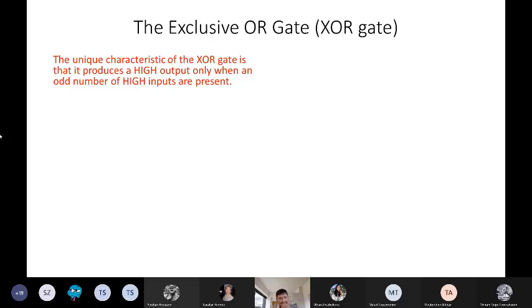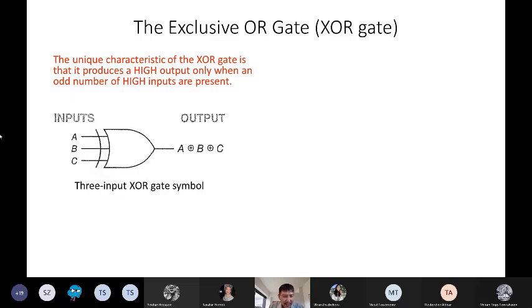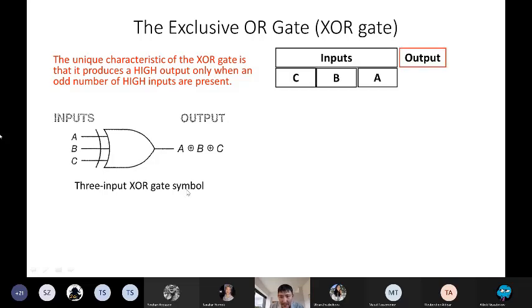Okay, let's read it again and let's consider the more complex XOR gate. The unique characteristic of the XOR gate is that it produces a high output only when an odd number of high inputs are present. So let's consider this 3-input XOR gate. It has 3 inputs and of course 1 output. Its Boolean expression is simple. So let's consider how much time we have? 12 minutes.